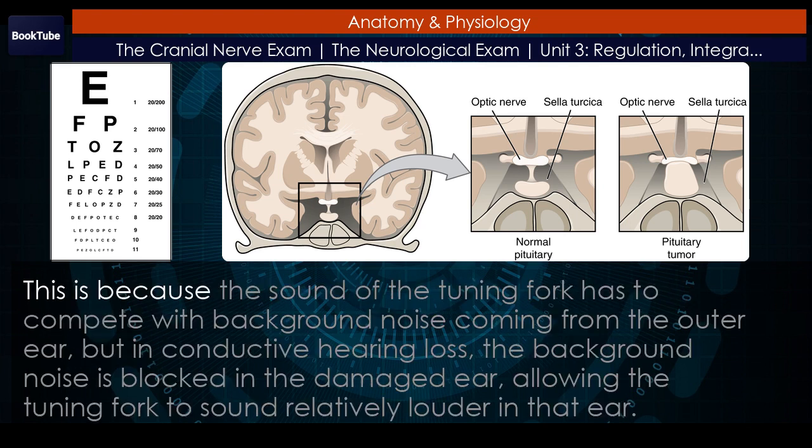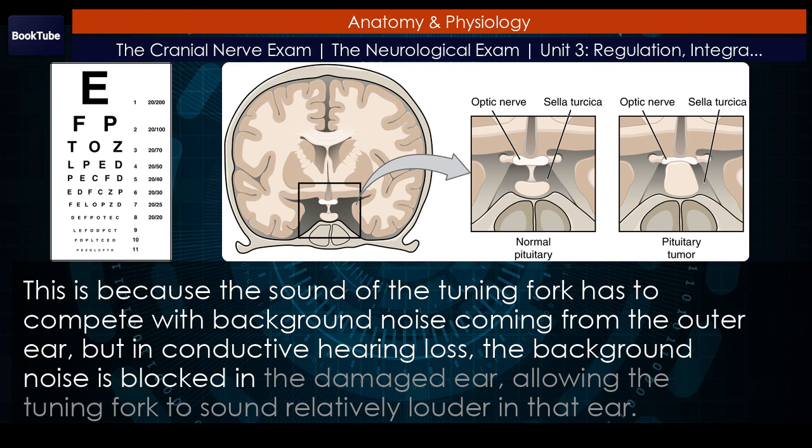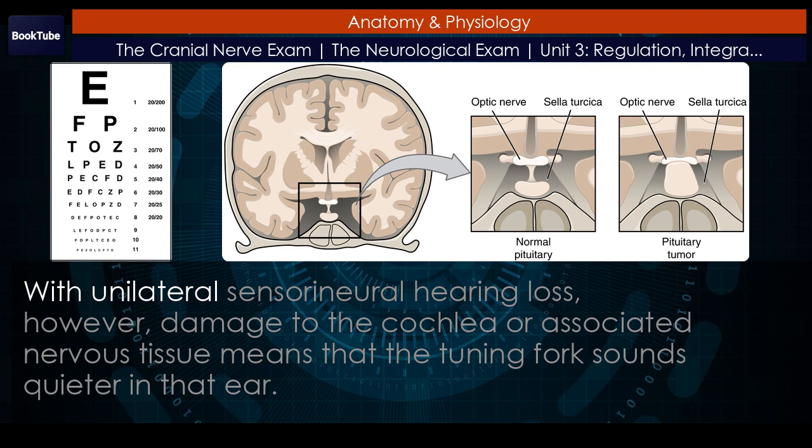This is because the sound of the tuning fork has to compete with background noise coming from the outer ear. But in conductive hearing loss, the background noise is blocked in the damaged ear, allowing the tuning fork to sound relatively louder in that ear, with unilateral sensorineural hearing loss.